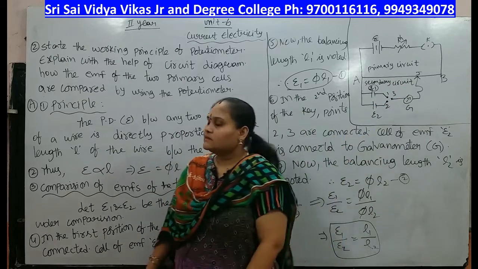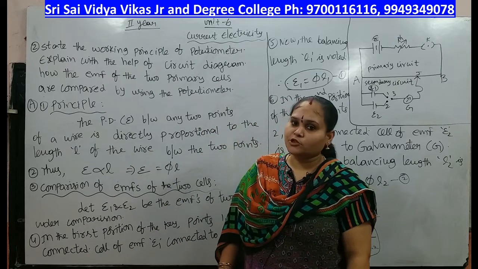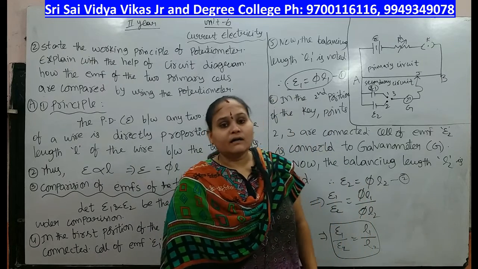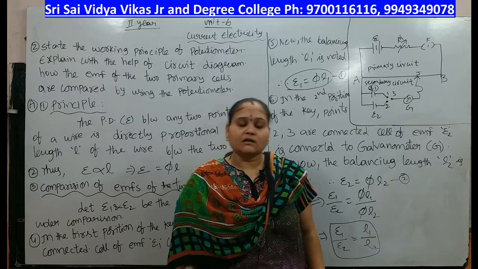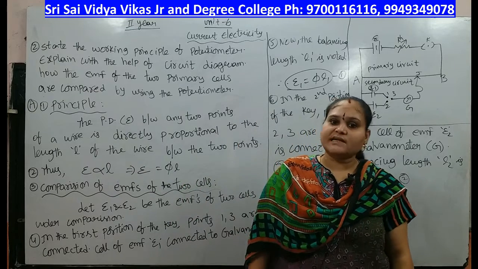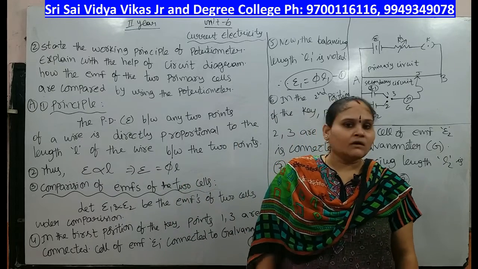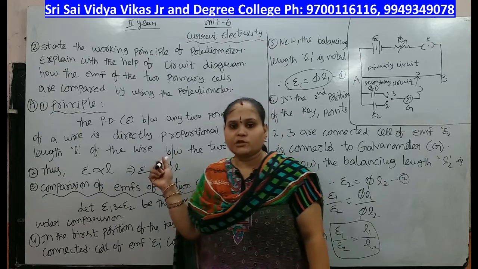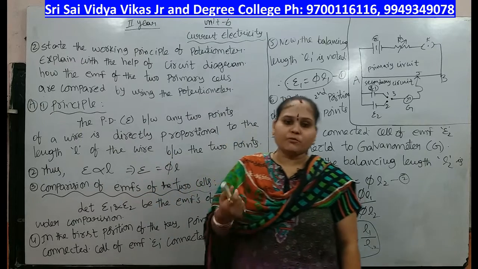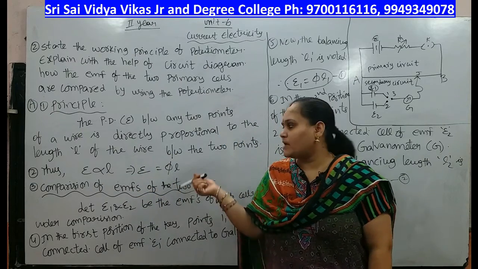Here, the principle of the potentiometer says that the EMF or potential difference between any two points is directly proportional to the length of the wire. That is the principle of the potentiometer. That means epsilon is proportional to L, which implies epsilon equals phi L.